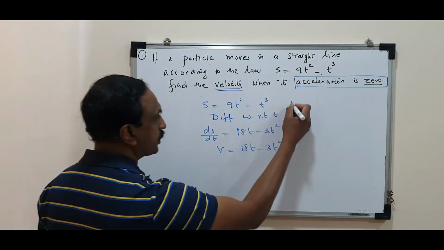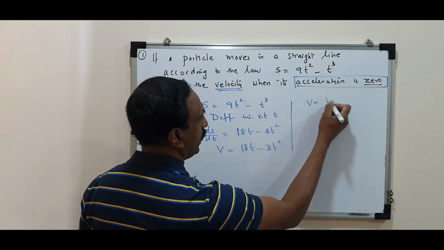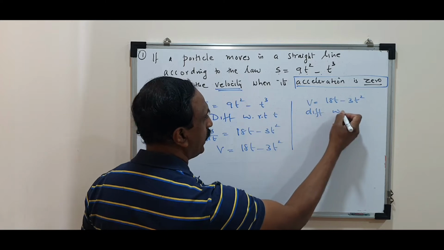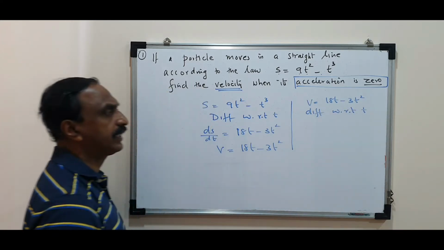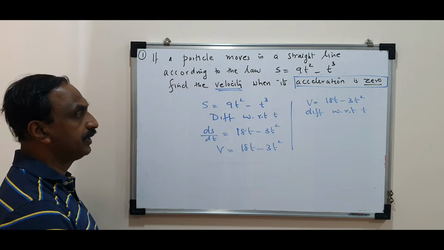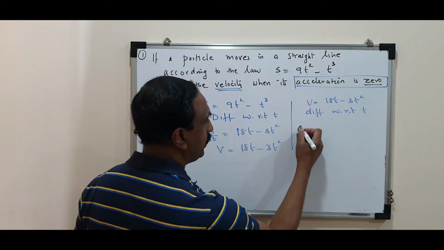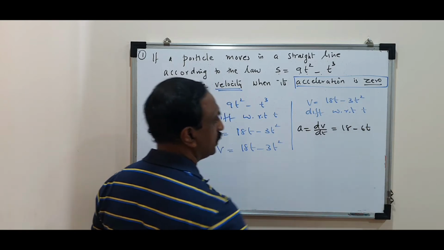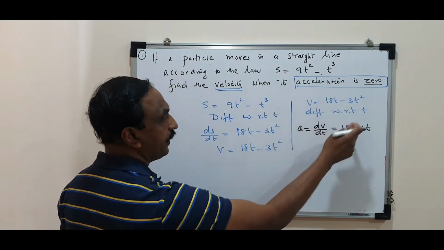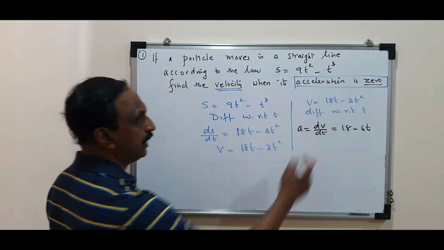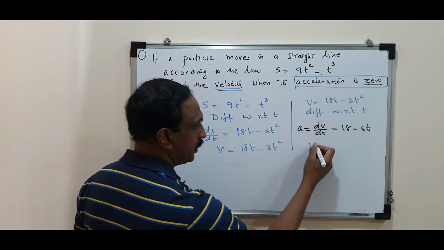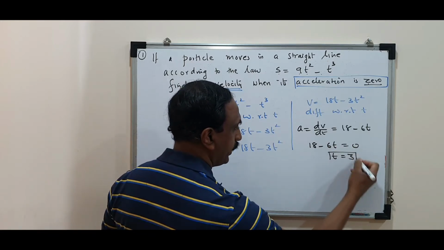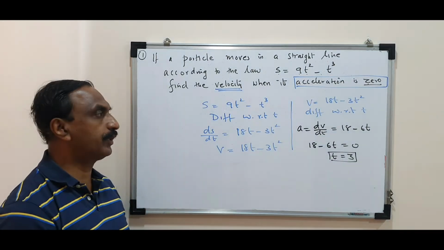Now I'll calculate the acceleration. v is 18t minus 3t square. If you differentiate this with respect to t again, we will get dv by dt. So dv by dt is the acceleration, which is 18 minus 6t. The derivative of 18t is 18, and of 3t square is 6t. You want the acceleration to be 0. So 18 minus 6t should be 0. So t is equal to 3. So in the third second, the acceleration will become 0.